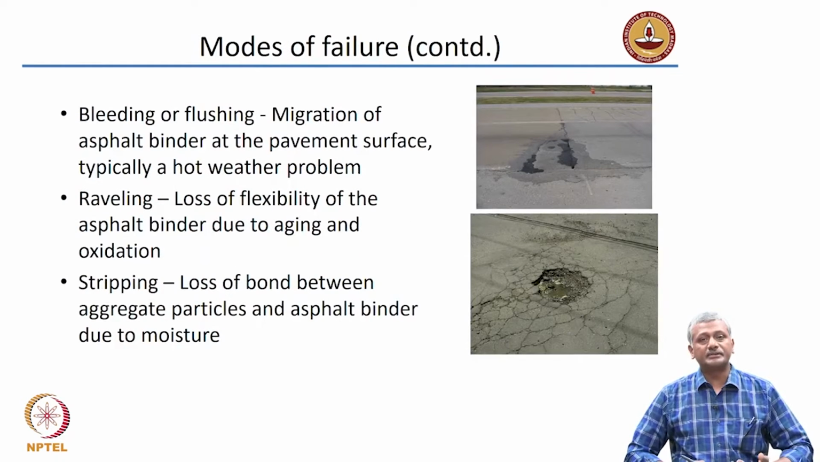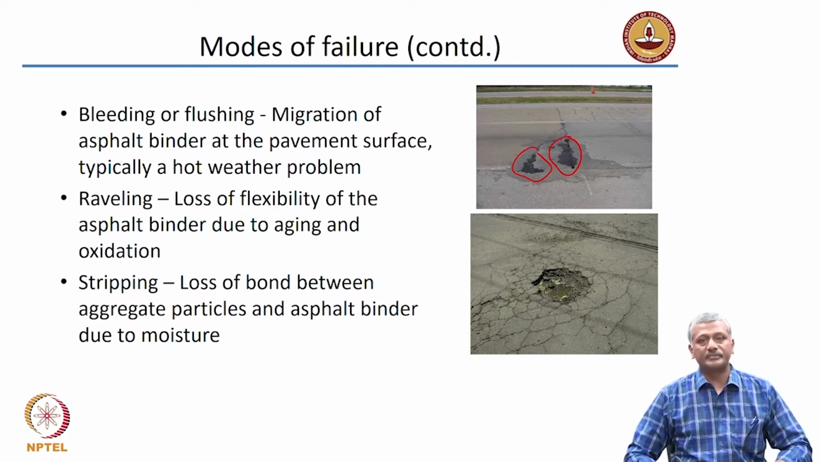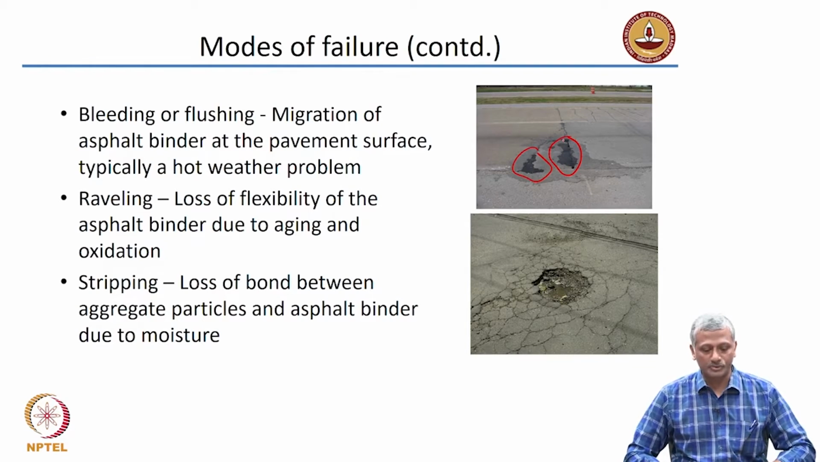There is of course a problem of bleeding or flushing that may happen if the temperature becomes very high and you have chosen the wrong asphalt, which will cause the asphalt to become almost like water and start rising up to the surface and forming such pools on the surface. These are asphalt pools that are formed on the surface. That is because the asphalt has become very low viscous and come up to the surface and form those pools. It is a very hot weather problem.